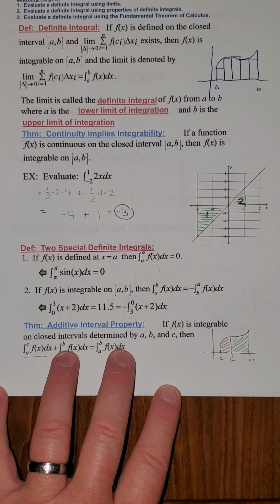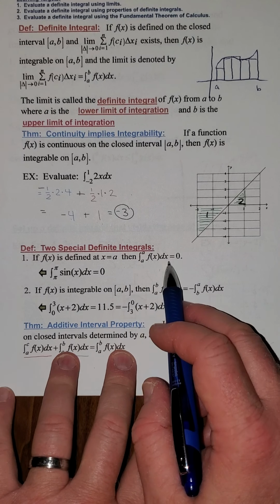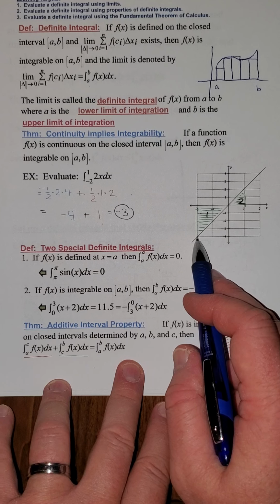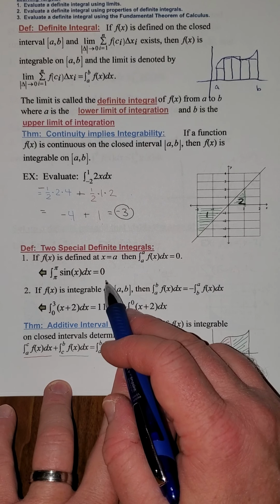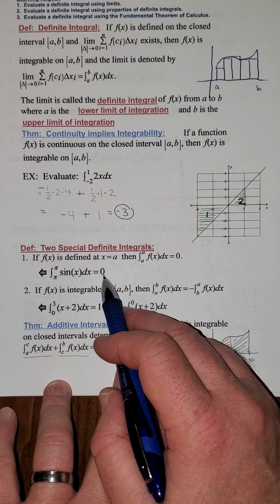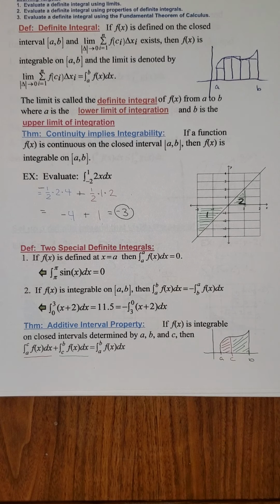Think about this and tell me if it makes sense. The integral from a to a of f of x dx is 0. Well, if you integrate from here to here, you didn't cover any area, so the area is going to be 0. So if you integrate from pi to pi of sine of x dx, it's going to be 0. If you integrated from -2 to 2 of sine of x dx, it would equal 0.